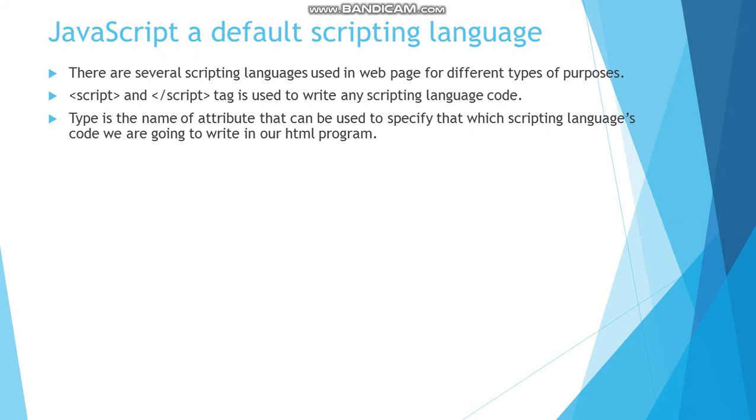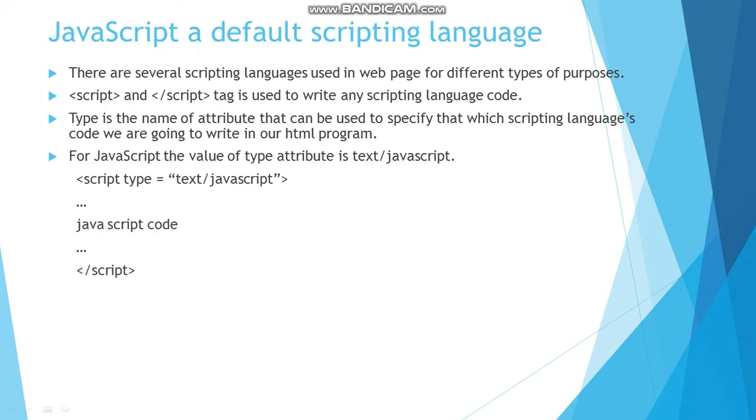So type is the name of the attribute that can be used to specify which scripting language code we are going to write in our HTML program. So if you want to write JavaScript code, then you have to use script. Inside the script tag, you have to use the type attribute, and you have to write type is equal to text/javascript. So remember, for JavaScript, the value of the type attribute is text/javascript.